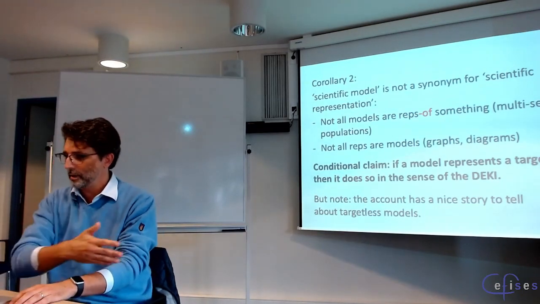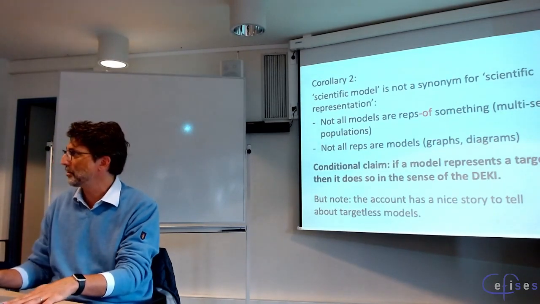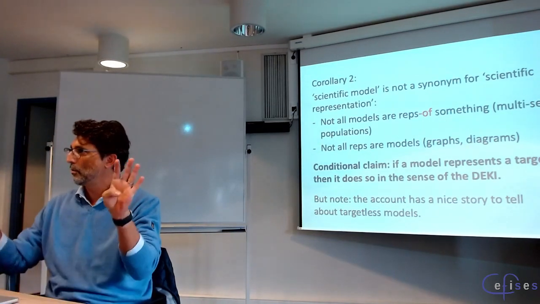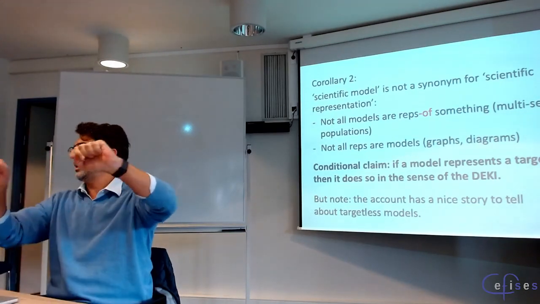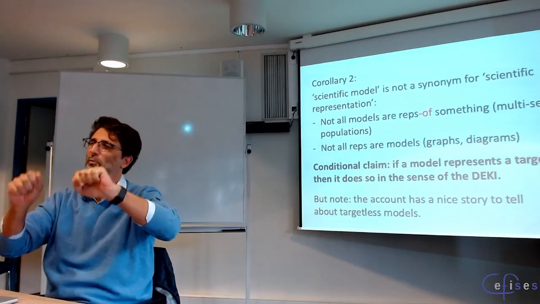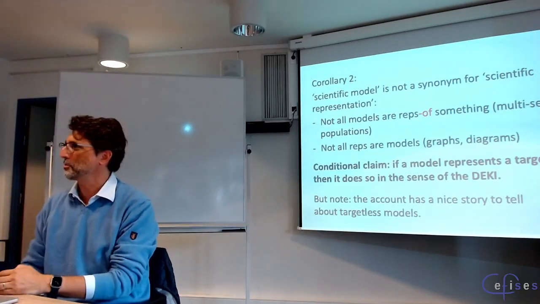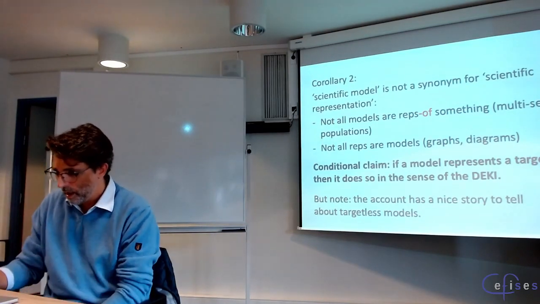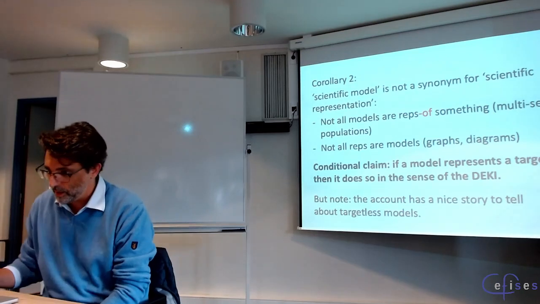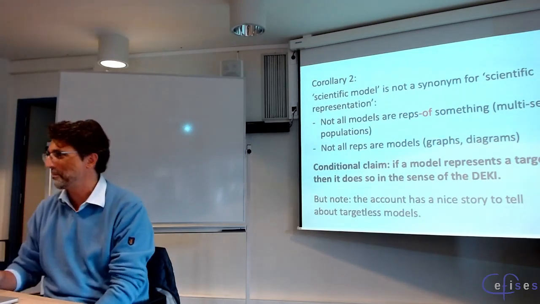And in the DEKI account, you have a nice explanation of that. You can say these models, they are Z representations, or Weisberg's four-sex models, they are four-sex species representations, but they're not representations of such species. Vice versa, not all representations are models, they're graphs, diagrams, litmus paper, and so on.